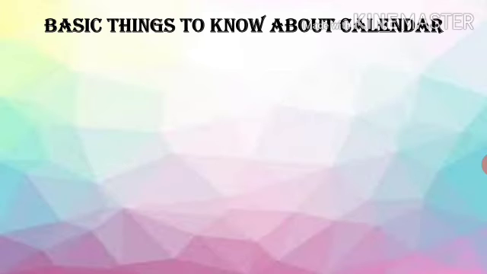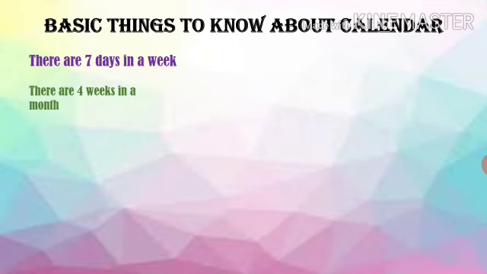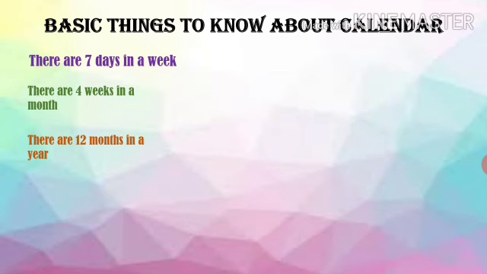Before that step, first recall the basic things you know about the calendar. This is all you learned last year itself. Let's just recall the basic things. First, there are 7 days in a week. There are 4 weeks in a month. There are 12 months in a year.